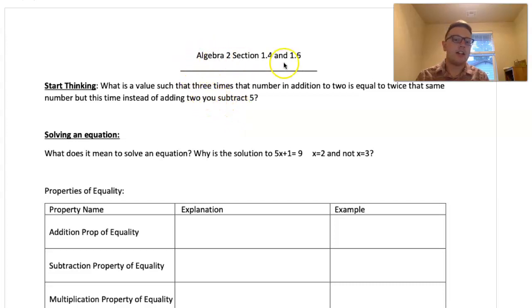We're going to be covering two different sections, or parts of two different sections today. What we're going to be calling this is equations. We're going to be looking at equations today.